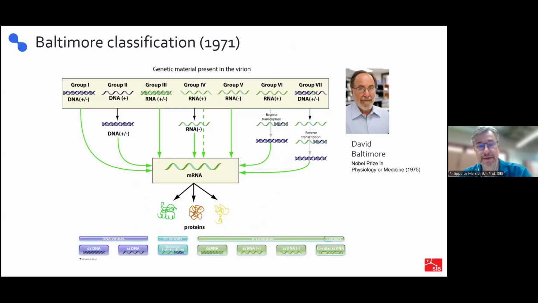Viruses used to be classified based on the Baltimore classification. Baltimore got the Nobel Prize for reverse transcriptase, not for classification, actually. And this is because at first we had few sequences and little knowledge. So we used to classify viruses like that, and they have been classified along this line for like 50 years. Okay.